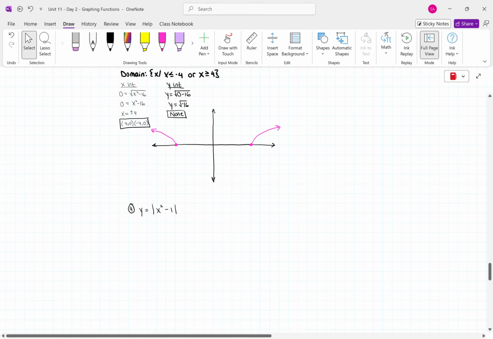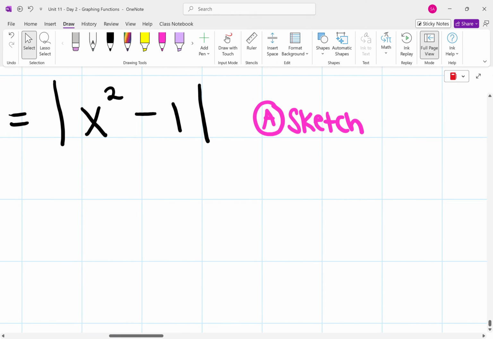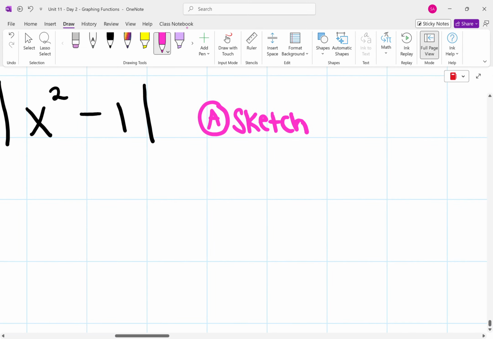Because inside the absolute value lines is a quadratic. When it's a V, what's the degree of the x inside of it? 1. When it's a V, your degree is 1. This is not a V. What this is, is us taking a parabola, x squared minus 1, and then taking the absolute value of it. So on these problems, what I want us to do is first sketch the parabola, or if it's not even a parabola, sketch what's inside the absolute value lines.